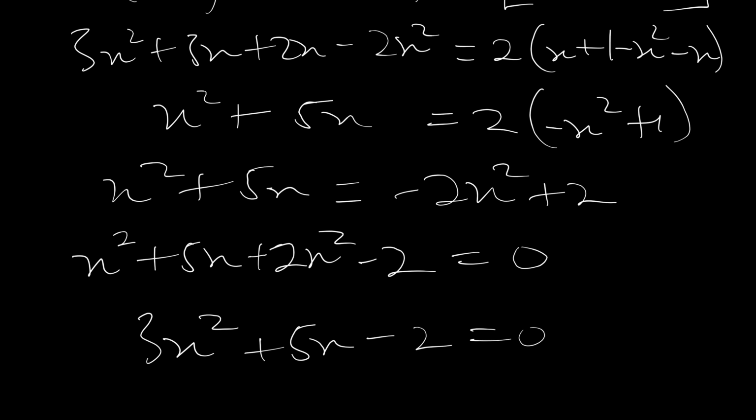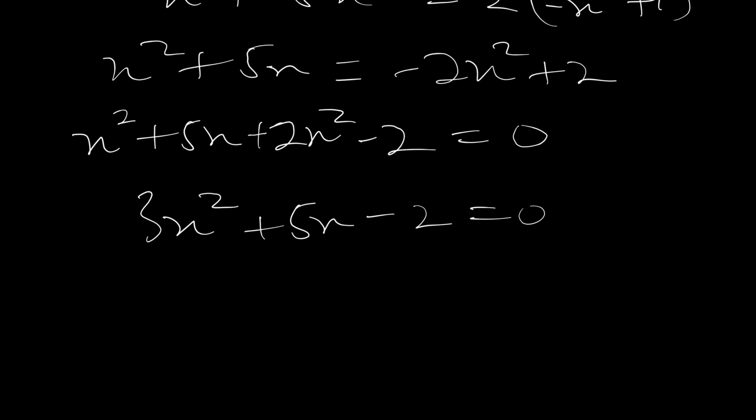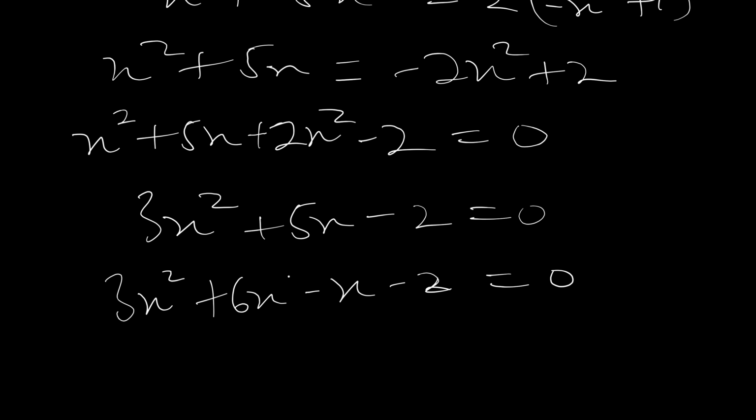So this brings us to a quadratic equation. Now when we multiply 3 by negative 2, we have negative 6. So we look for two numbers: when we add, we get 5, and when we multiply, we get negative 6. So for that, we have 6 and negative 1. So we have 3x squared plus 6x minus x minus 2 is equal to 0.